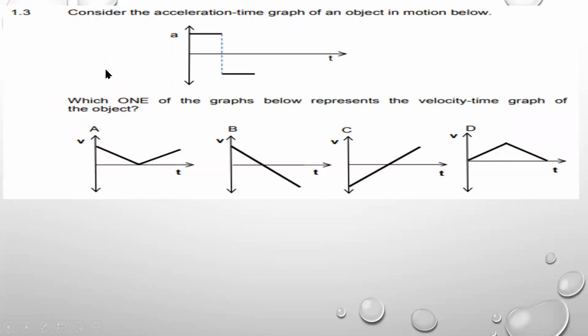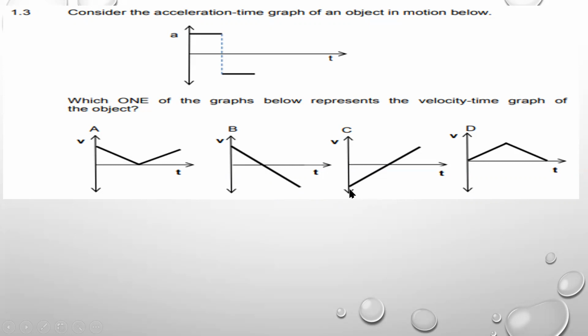Next question. From acceleration time graph, they're asking you which one velocity time graph. Let's check our acceleration time graph. As you see, we have positive acceleration and negative acceleration. Positive acceleration means velocity increasing, and the negative acceleration, velocity decreasing. We can check our options. First one, decreasing, option A is wrong. And then option B, as you see, velocity decreasing first, so that one also wrong.